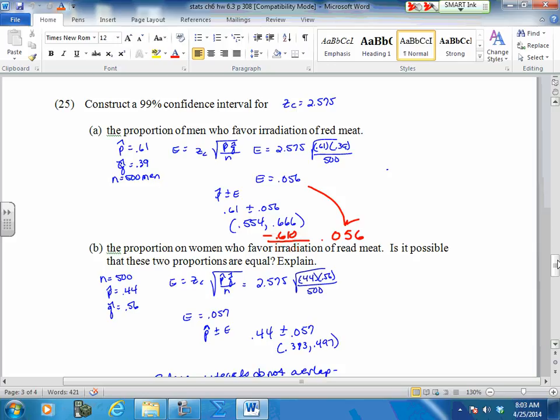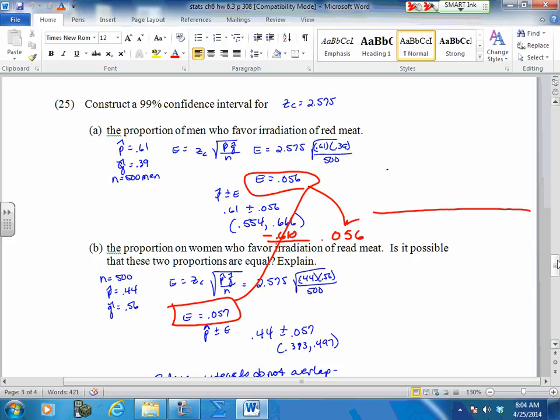Then they wanted you to look at the proportion of women. So you went to your top; they surveyed 500 women. Of the 500 women, 44% said they favored the irradiation of meat. And you figured out your p-hat and q-hat, your margin of error. Now you notice your margins of error are similar. However, the way they asked the question in the next part was a little confusing. Were they equal? They have the same type of width in their intervals, but the intervals don't overlap.